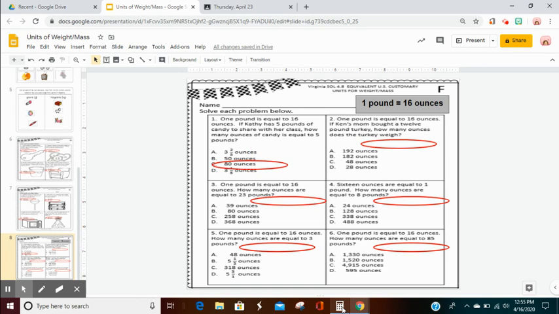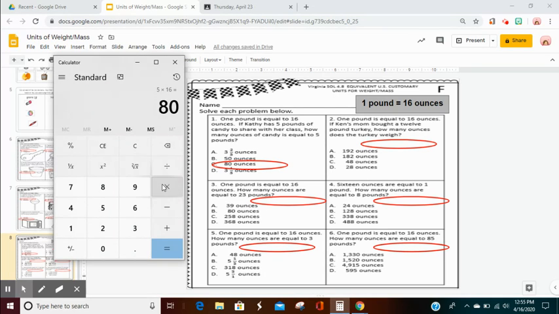All right, number 2. 1 pound is equal to 16 ounces. If Ken's mom bought a 12-pound turkey, how many ounces does the turkey weigh? They're giving us the pounds. We have 12 of them. So they're giving us the big unit. We have to find the small. We're going to multiply 12 times 16, and it's 192 ounces.